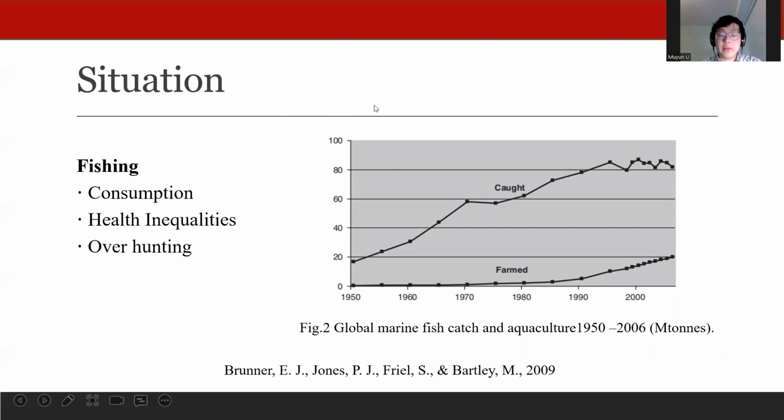The image here shows the catch of global marine fish from 1950 to 2006. We can see that in 1950, about 18 million tons of fish were caught, and literally no fish were farmed. After that, humans started to realize the importance of farming fish, but the amount of farmed fish was still far below the amount of caught fish. With this trend, many species of marine fish are likely to go extinct in the future.